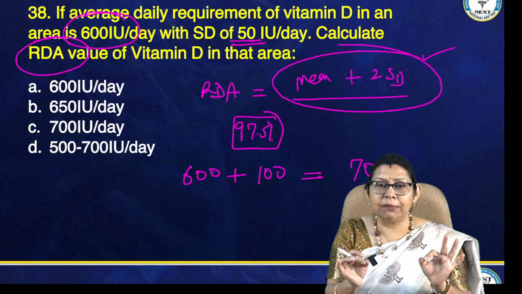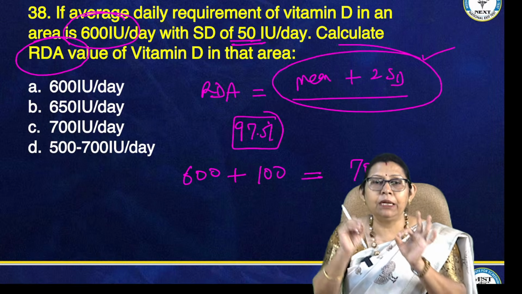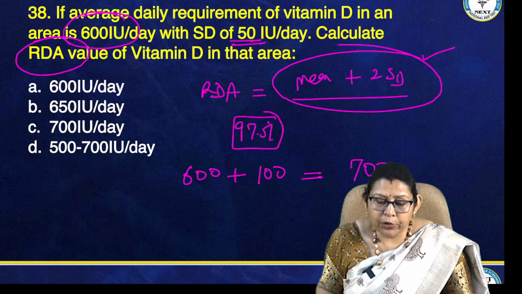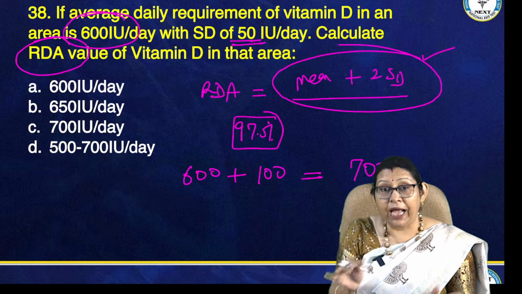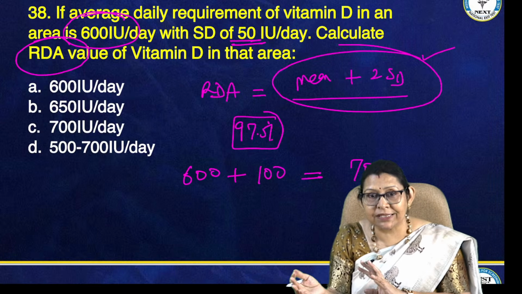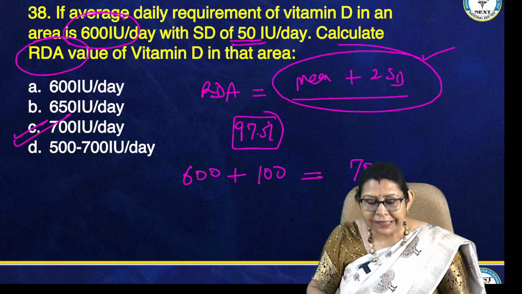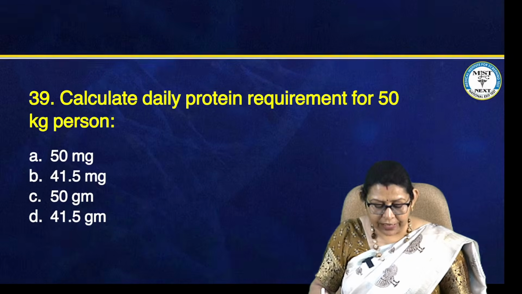तो यहाँ पे simply examiner wants to ask you the RDA value. RDA is nothing but it is a mean plus 2 SD that is able to cover the need of 97.5% population. So it is not 500 to 700. ये आपका जो 500 to 700 है ये range है mean plus minus 2 SD. हम minus की तरफ नहीं जा रहे हैं. So the correct answer is option number C. So I hope it is clear to you now. It is 700 international units.